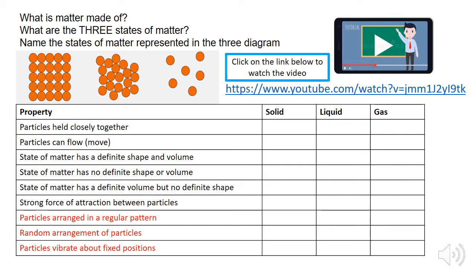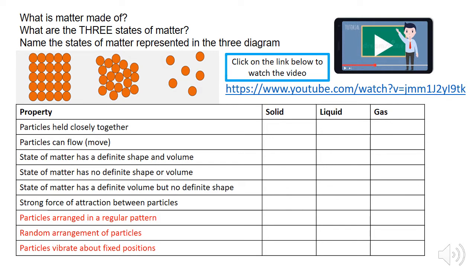So the questions are, what is matter made of? So when we talk about matter, I just want you to think about the material. So what is everything made of? What are the three states of matter? I want you to name the states of matter represented in the three diagrams on the board.